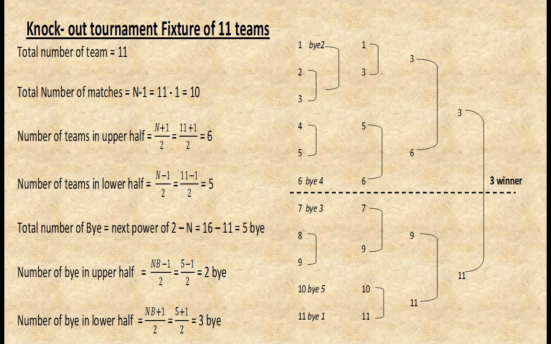Suppose here in second round, sixth is the winner. Here ninth is the winner. Here 11th is the winner. So third round they will play. Suppose third is the winner from this match and 11th is the winner. So final will be among third and 11th. So who is the winner in this final? Suppose third is winner. So winner is third.